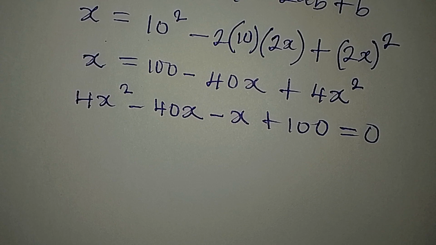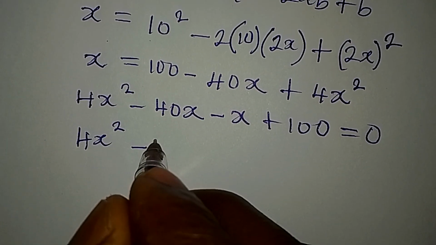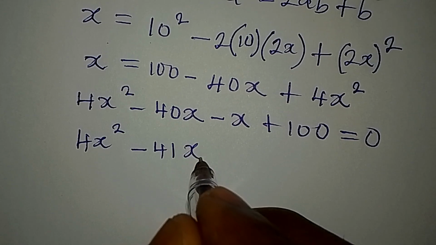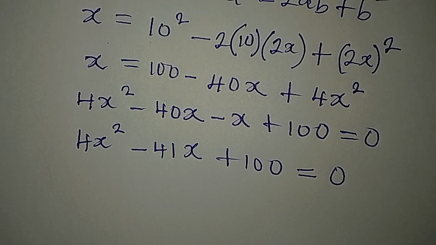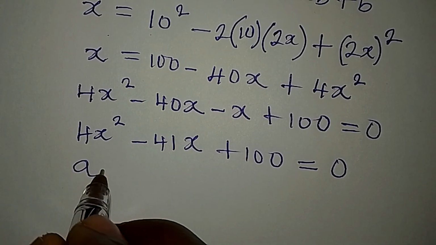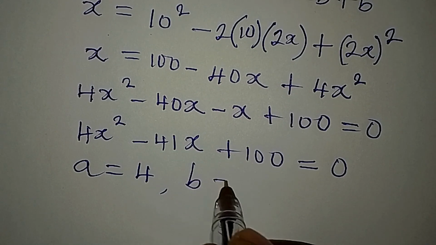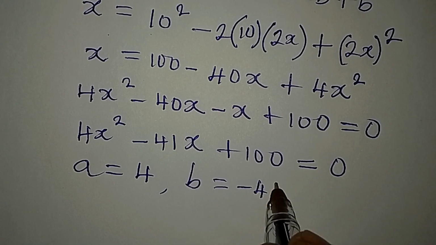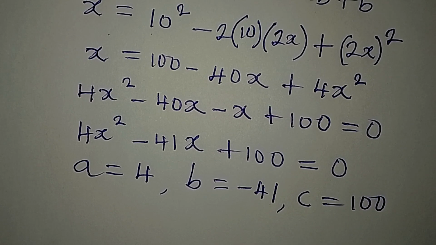And to continue from here, 4x squared minus 41x plus 100 is equal to 0. And now, what do we do? Use the quadratic general formula to deal with this. Our a in the formula will be 4. Our b in the formula is negative 41. And our c in the formula is 100.